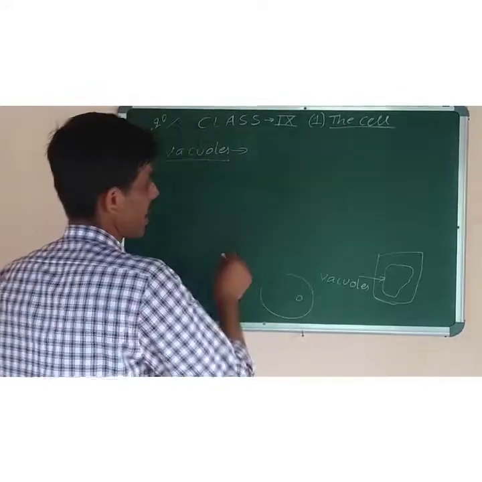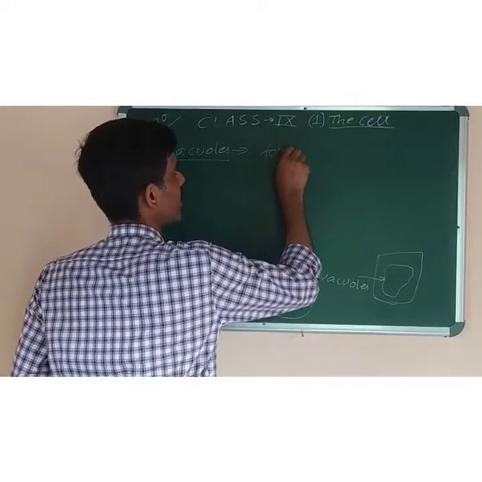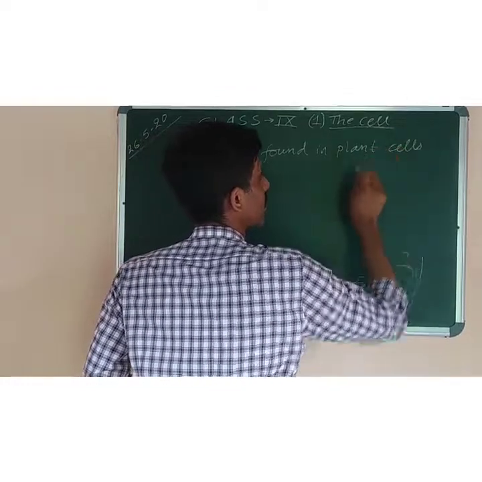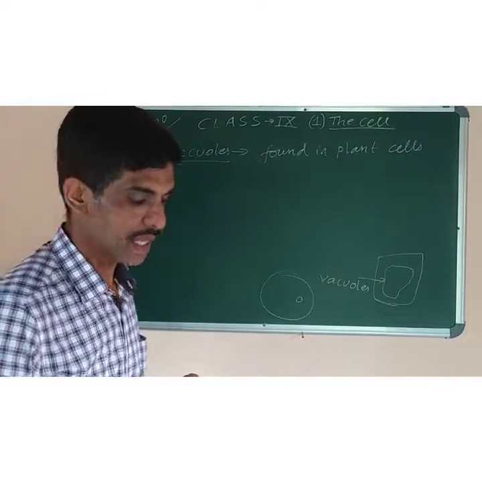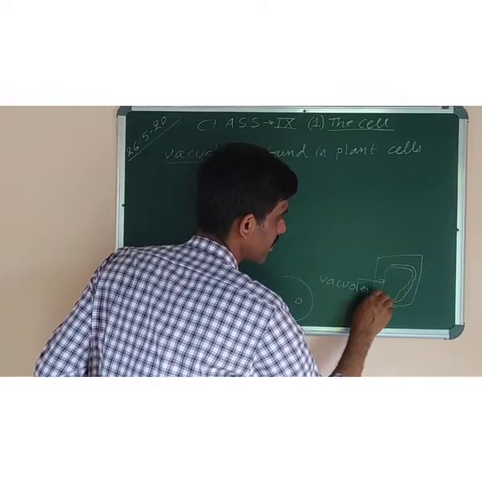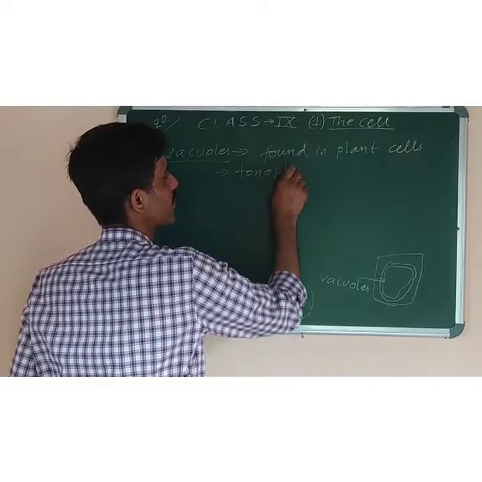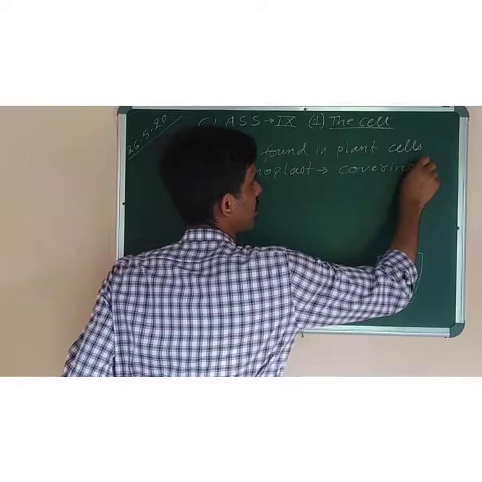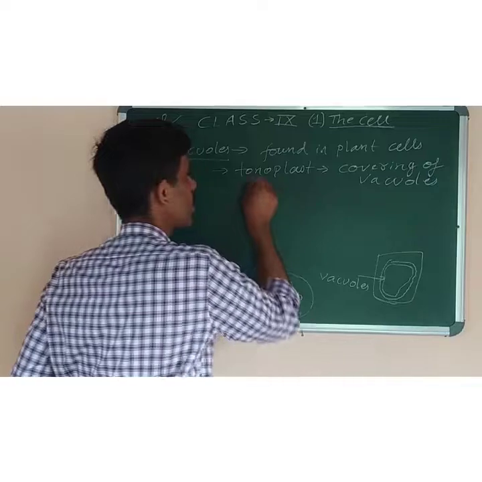So what are vacuoles? They are found generally in plant cells. In animal cells, they are absent or negligible. Negligible means very small in size. Now, the outermost membrane, the covering which is present around the vacuole, is called tonoplast. So if it is asked what is tonoplast, tonoplast is the covering of vacuoles. You can write the outermost cover of vacuoles is called tonoplast.